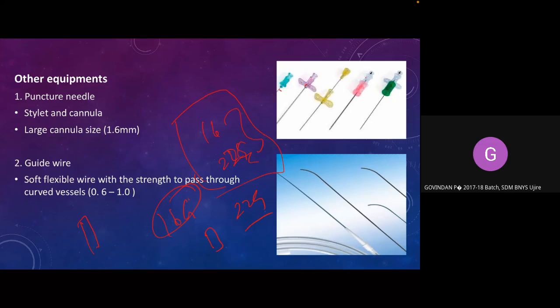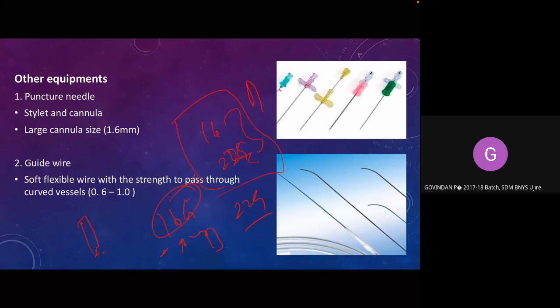And when a polytrauma patient comes, you use a thicker needle because you want to give blood or fluid very fast to the patient. Okay, this is a 16 gauge needle, which is the thicker one. As the number increases, the gauge of the needle decreases. Okay. So we have a puncture needle with a stylet and a cannula.